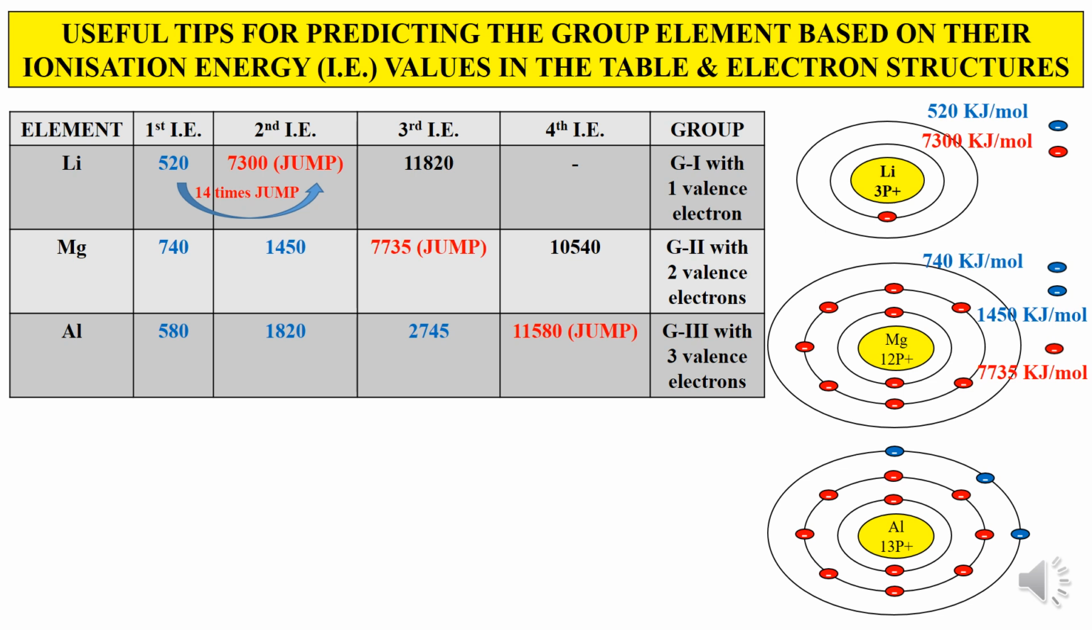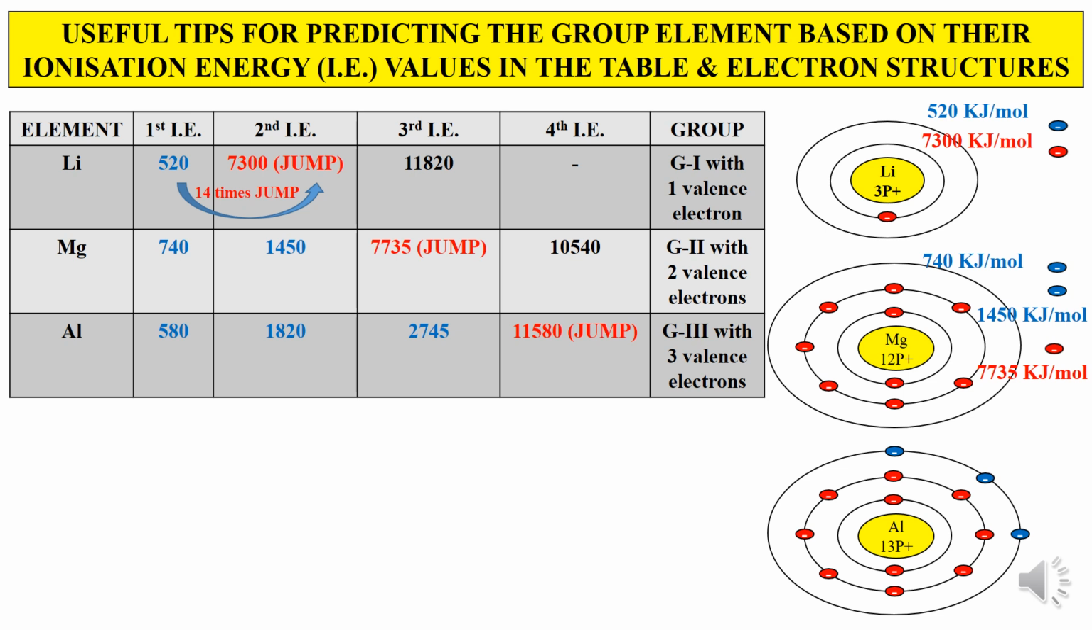Now coming to the aluminium, it has 13 protons in its nucleus. It has a total of 10 core electrons, 2 core electrons in the first shell, 8 core electrons in the second shell, and a total of 3 valence electrons in the outermost valence shell.